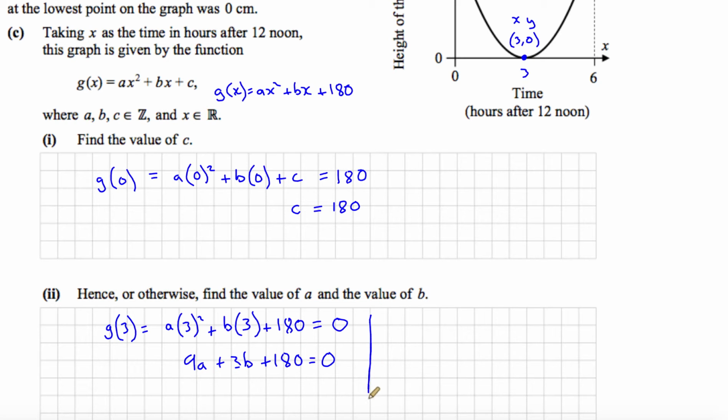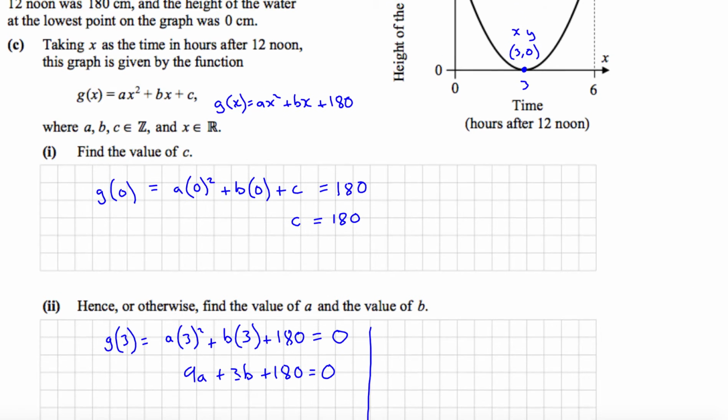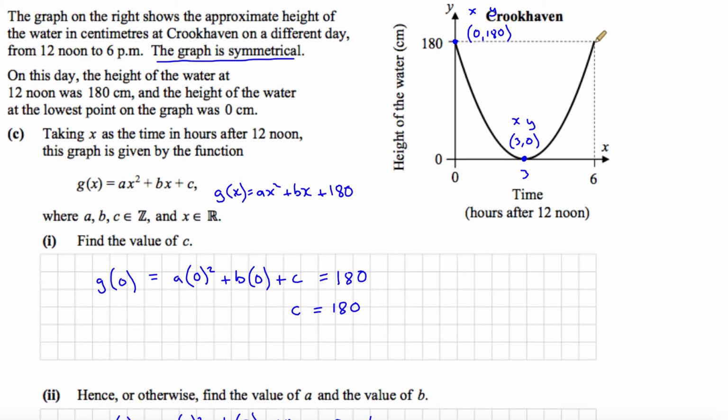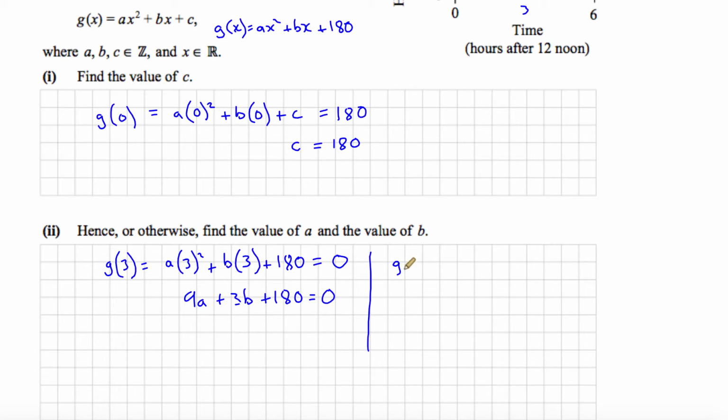So I'm going to use another point to give me another equation in a and b, and then solve them simultaneously. Do I know any other points on this curve? Well, I do. I know this point here, the point 6, 180. So when I plug 6 into the function, I should get out 180. So g of 6 is equal to a by 6 squared plus b by 6 plus 180, and I know that's equal to 180.